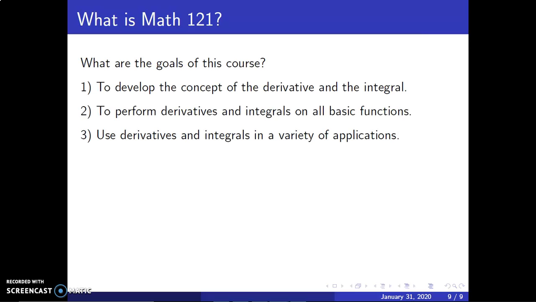Okay, just wrapping up now, what are the goals of this course? I could think of three goals when I thought about it. We're going to develop the concept of the derivative and the concept of the integral. We're going to perform derivatives and integrals on all basic functions. That will be plenty enough in our course, just to focus on basic functions. And number three, we're going to use derivatives and integrals in a variety of applications. Obviously, we call this Applied Calculus 1. And so we're going to see a lot of applications, some to physics, a lot of stuff to economics, and various things along the way.